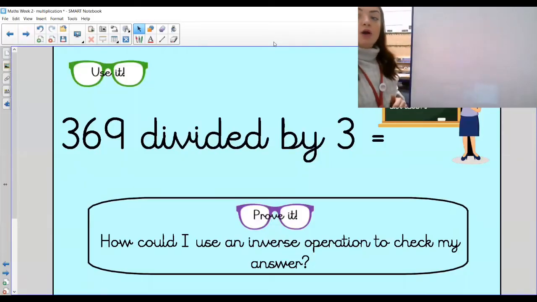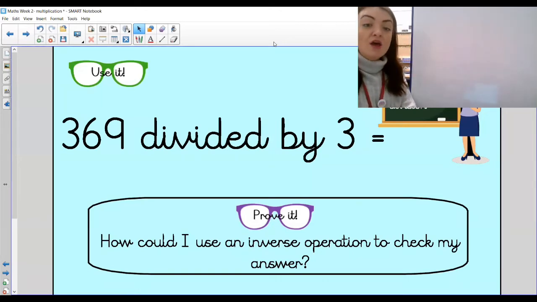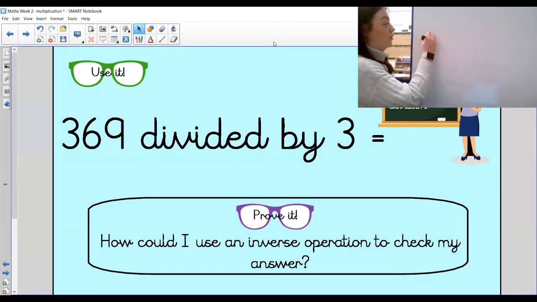Brilliant. Now, alongside using a different division method to see if you get the same answer, another way that you could prove it and check your answers is to use the inverse operation. And as we know, we are doing divide. The inverse, the opposite of your divide operation, is your multiplication.